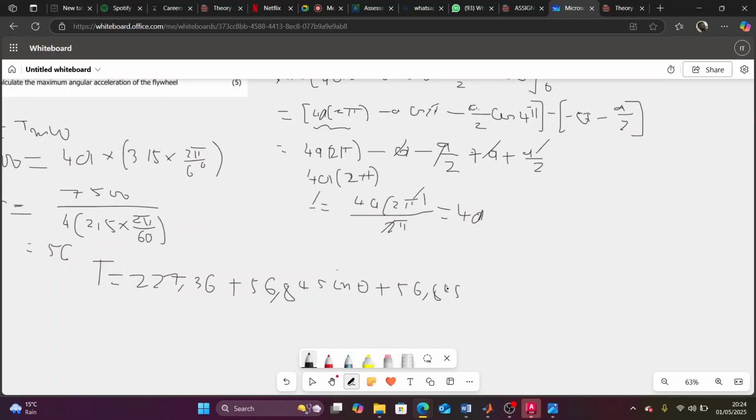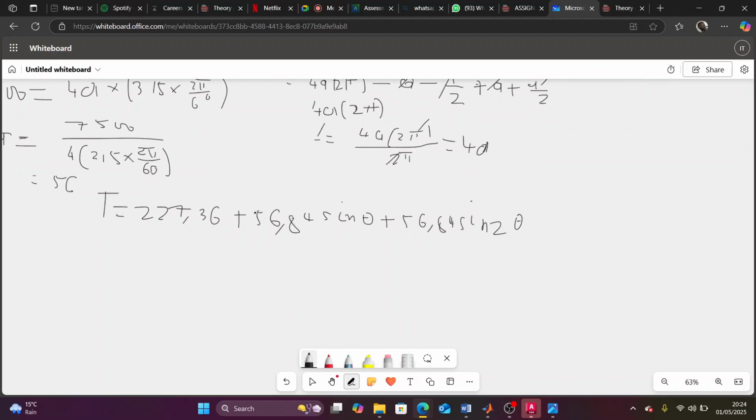Sine 2 theta. Now, Andile, remember on the last one, what we did, we found the total torque. What did we do? We did torque of motor minus torque of engine, right? In this case, when you have one torque, for you to get the total torque, you simply get this torque that you have here minus your mean torque.